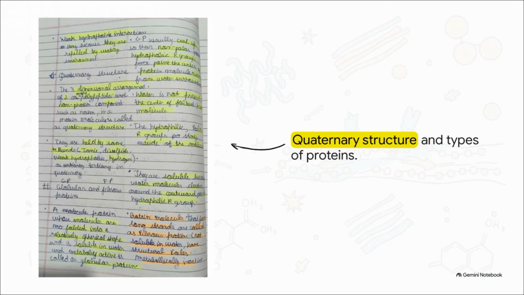Finally, we reach the quaternary structure. This is the absolute peak of the origami process. This is where multiple separate polypeptide chains, and sometimes even non-protein components like a heme group, combine together to form a massive, fully functional megamolecule.